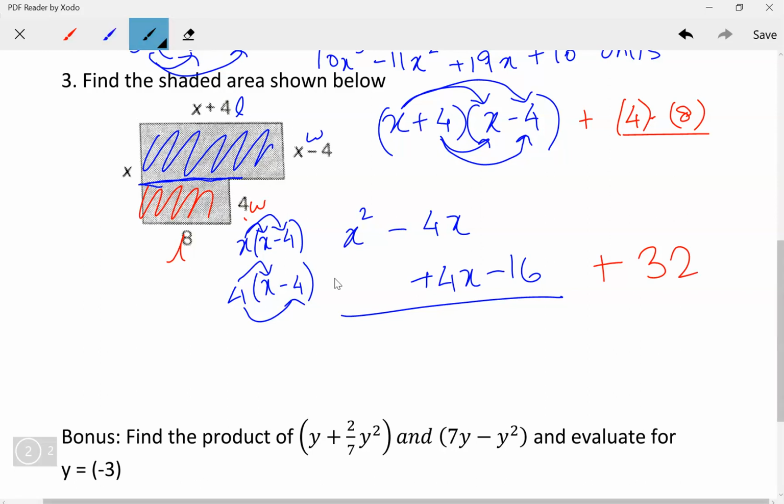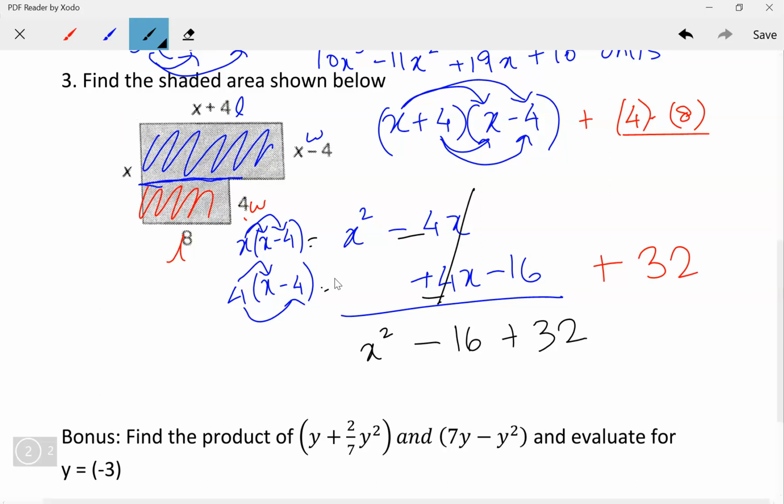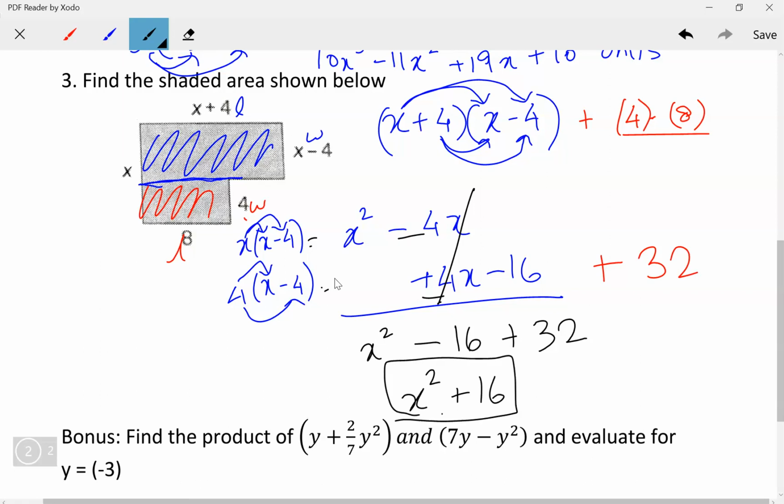Here I'm going to add everything together. I've written this out nicely so that after I've done the distributive property using my crab claw rule, I have all my like terms right under each other. So I have an x squared minus 4x plus 4. So minus 4 plus 4 is 0x, and 0x is 0. So I'm not going to bother writing a plus 0 because it's kind of useless to write. I can just cross those out because those give me a 0. I'm left with minus 16 plus 32, which just gives me x squared plus 16. And this is my final answer for the shaded area, which is basically the area of that entire thing.